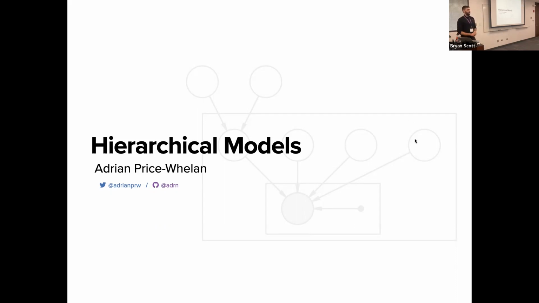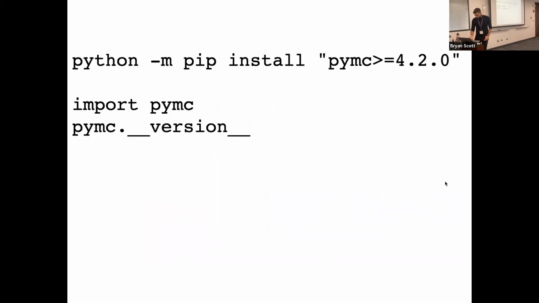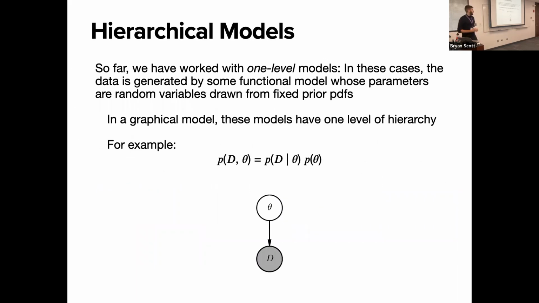Okay, so we already alluded to the topic of this morning, hierarchical models, yesterday in the last graphical model that we looked at. But today we're going to dig in a bit more. As I started talking about yesterday, most of the probabilistic models that you've looked at so far have been what I would call one-level models. In these cases, they have structure that very generally looks like this. You have data that's generated one level up by some set of parameters that are maybe plugged into a functional model that generates the data.